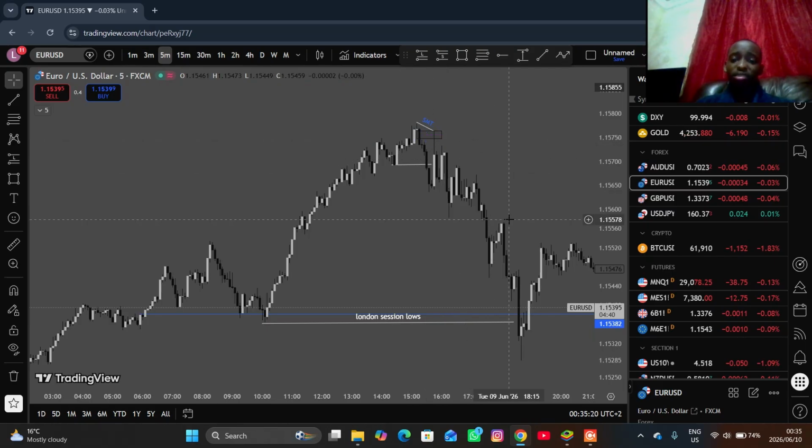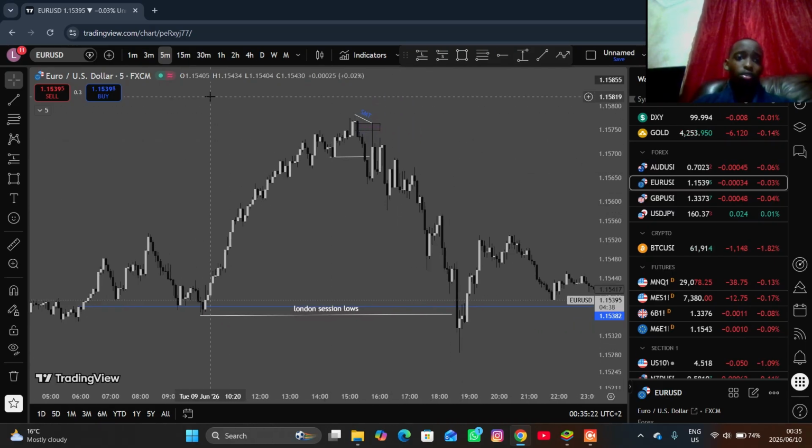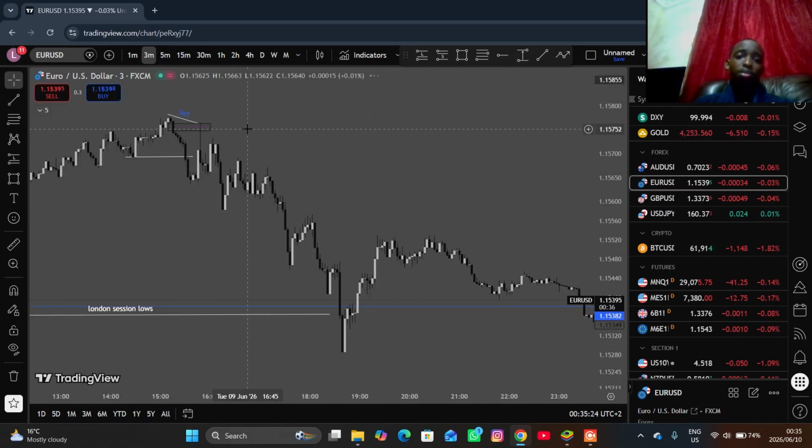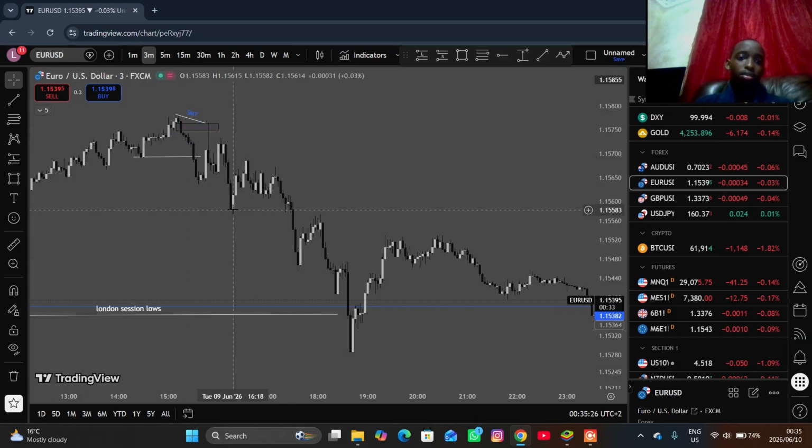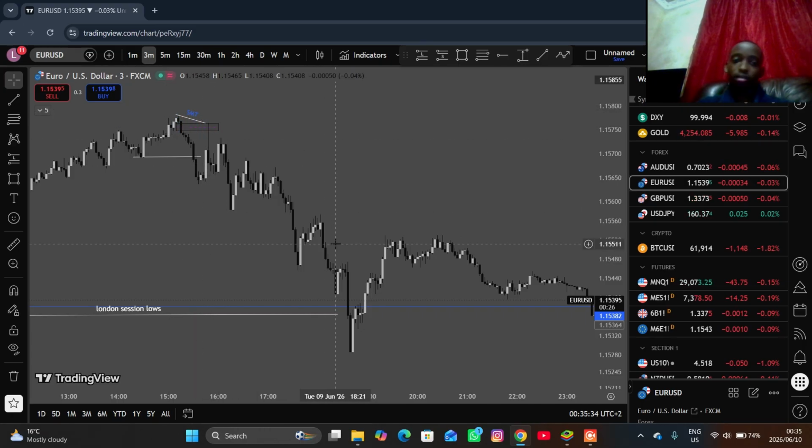Yeah, it's really simple. We could even have gone down to the 3 minute just to see it better. You can see the work on GBP, that went and swept the whole thing, but on ours it's a clear SMT, and then targeting the lows.